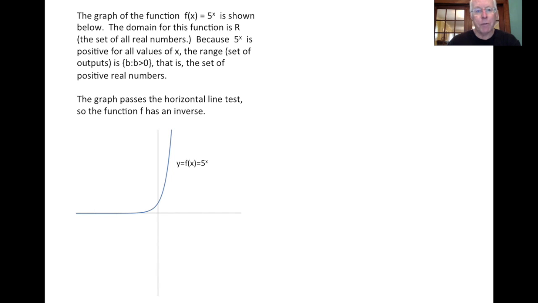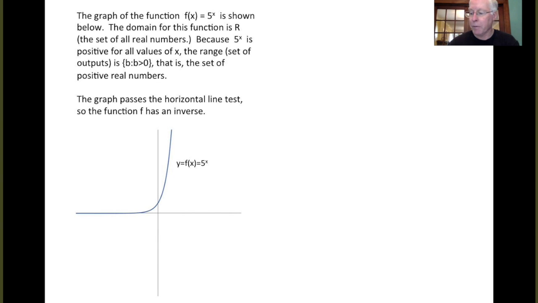For example, let's start with the function f of x equals 5 to the x, a typical exponential function. The graph is shown below. Because 5 to the x makes sense for any real exponent x, this function has domain, or set of inputs, the set of all real numbers. On the other hand, 5 to the x is also always a positive number. It can never be negative, and it can never be 0. And so the range, or set of outputs, is the set of all positive real numbers. So we see none of the graph down here.